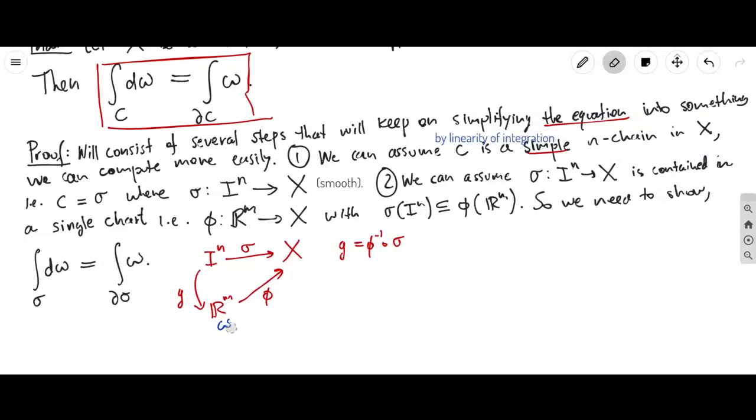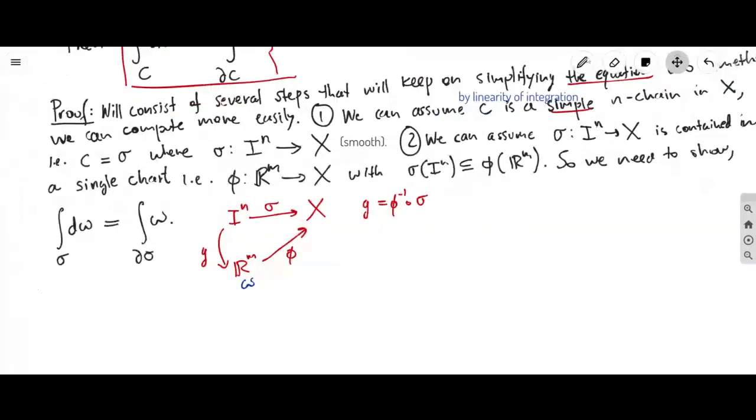So you have this mapping, and you have omega. And this is a form. Omega is an n-1 form, and you're going to pull it back over here. Okay. So now, by definition of integration of forms, this is the definition of integration of forms. This is the previous lecture. This is the way we integrate.